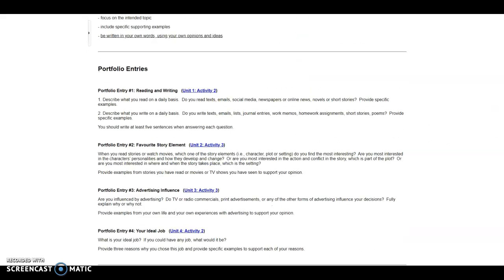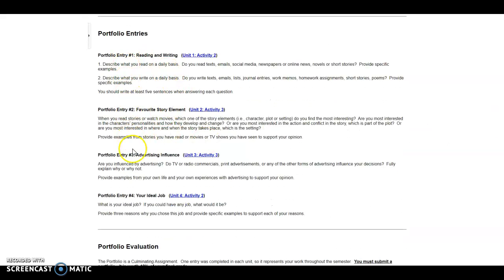If we continue on, you'll see that all 4 portfolio entries are listed here. You've got the number, the title, and a link to go back to the activity where it was originally found. So if you want to go back to the activity and reread the content, if it'll help you answer the question, you can. And then you have the question that was asked in each portfolio entry listed here as well. This should help you make sure that you've actually completed all 4 of the entries.